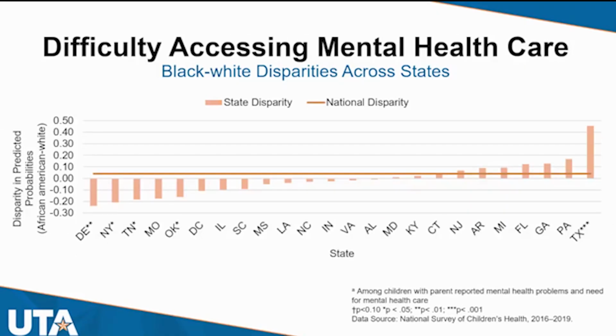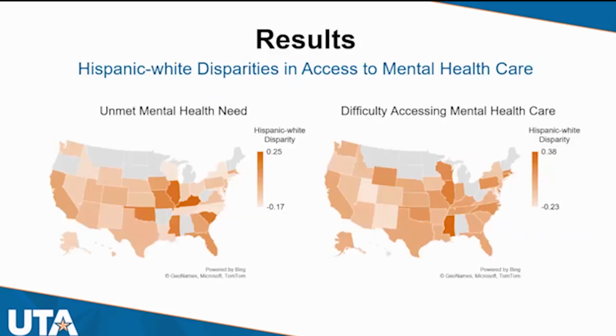So in difficulty accessing mental health care, we see a lot more reverse disparities, which was actually a little surprising to me. And one state that stands out in particular as being significantly different in the Black-white disparities in difficulty accessing mental health care is Texas. Quite significantly different from the national estimate.